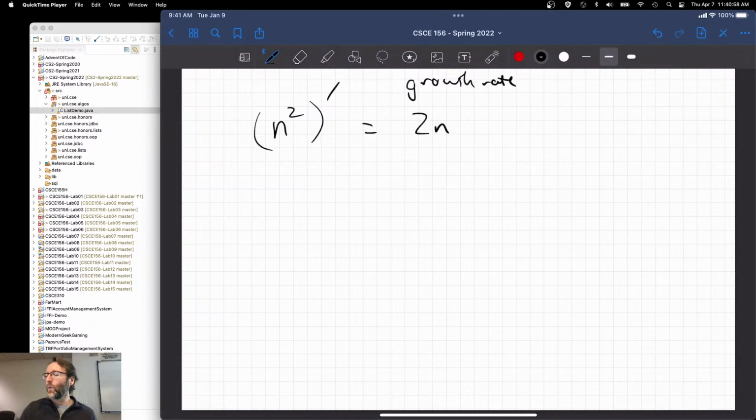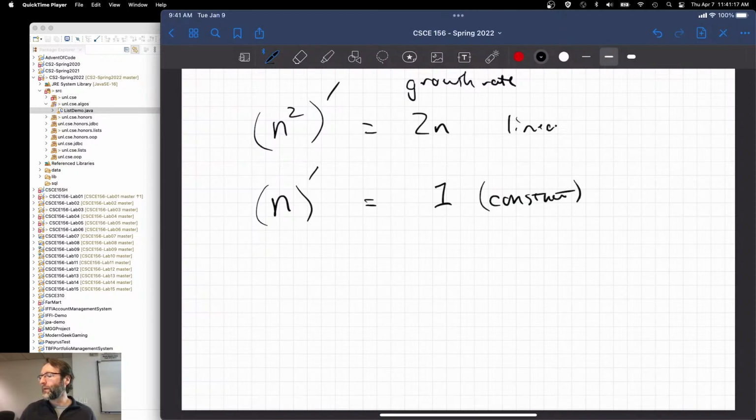Okay. What if I took, and I'm simplifying these things here, so I'm getting rid of all their coefficients because I don't care about them, what if I took the first derivative of a linear function? What's its growth rate then? 1. In other words, constant. Right. This is linear. What's the growth rate of a log function?